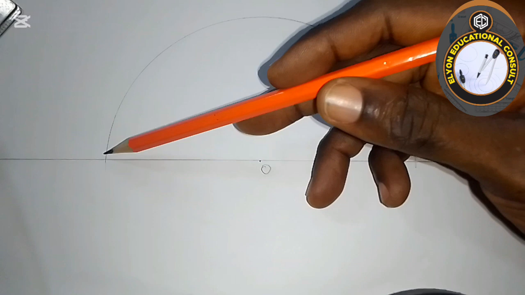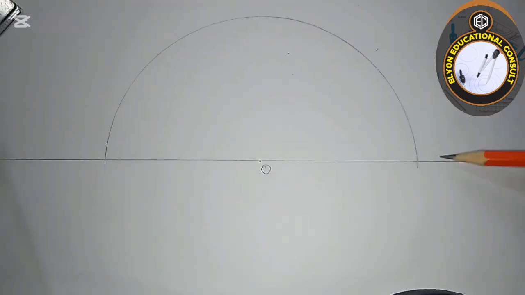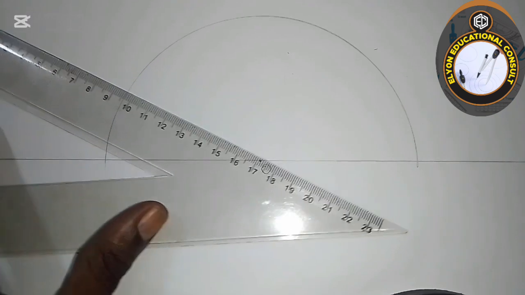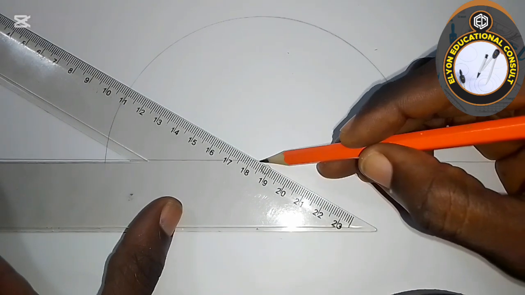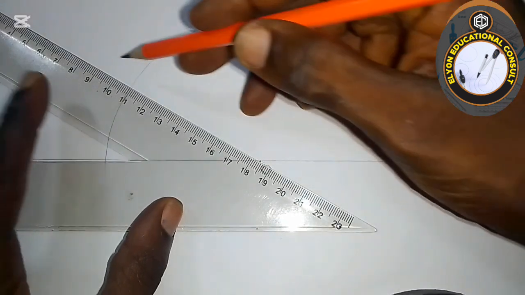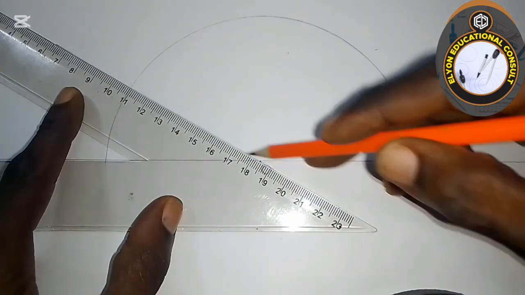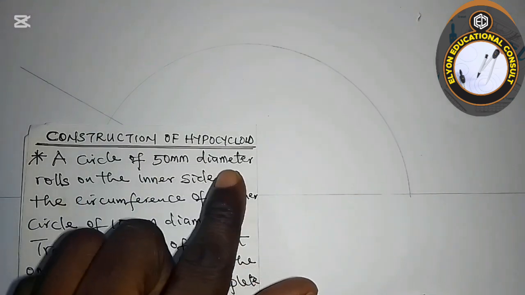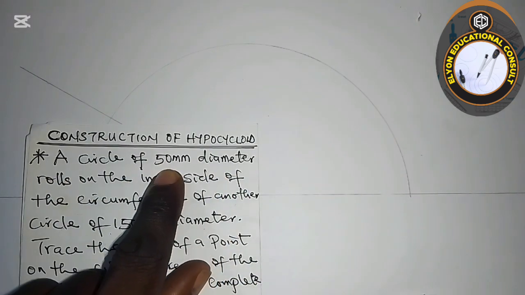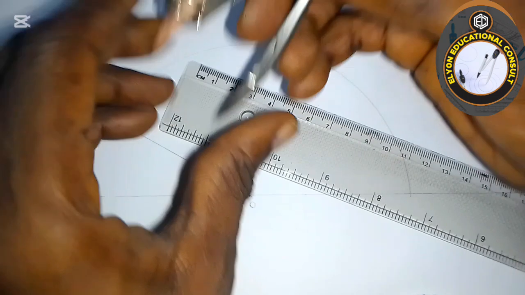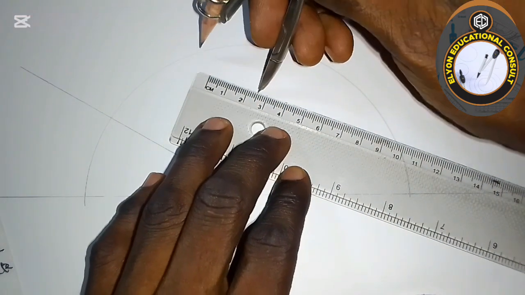We can start at any point on the circumference of this larger circle. I usually like using a 30 degree angle to represent the starting point of the circle. So we have this. We are told also that a circle of 50 mm diameter rolls. So this is the diameter of the smaller circle. So I'm going to be drawing that now. That is 25 for the radius.